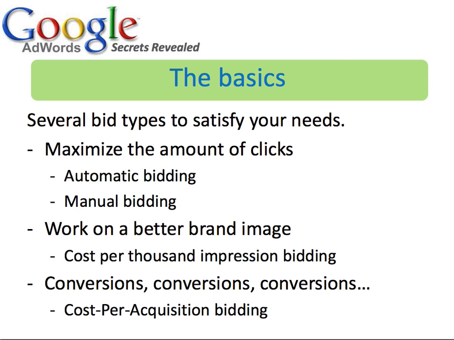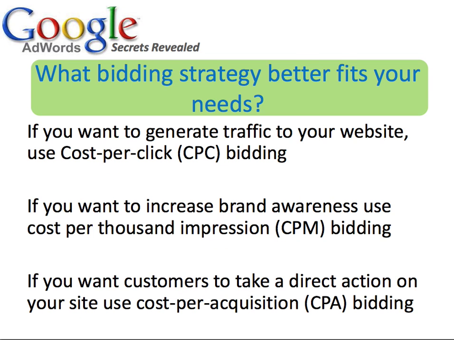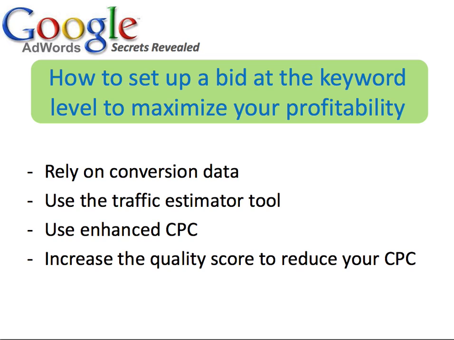So moving forward with our presentation, we are going to summarize what we just said in 3 key points. So basically, if you want to generate traffic for your website, you need to use the cost per click bidding. If you want to increase the brand value, you need to use the cost per 1,000 impression bidding. While if you want to basically maximize conversions, your ideal bidding strategy will be the cost per acquisition, also known as CPA bidding.